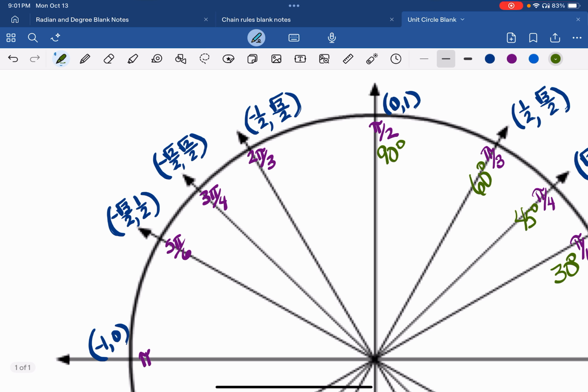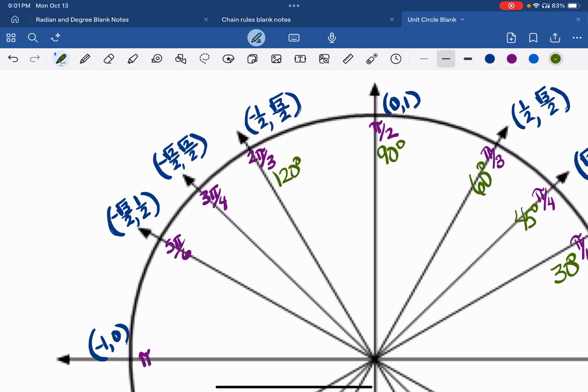And then when we come over to the second quadrant, I have 2 pi over 3. So in your head, you're thinking 2 times 180 degrees divided by 3. And I like to do smart math when I'm not using a calculator. So 3 goes into 180 60 times, and 60 times 2 is 120 degrees. Okay, so there we have 120 degrees.